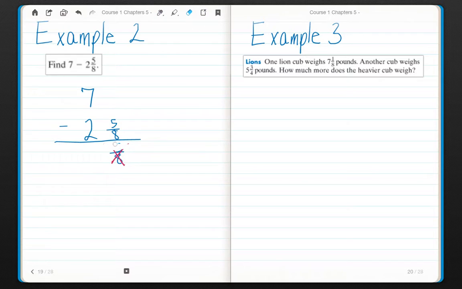It's just like borrowing when you're subtracting decimals or whole numbers. So instead, I need to take a whole, break that whole into eighths, and I now have 6 8/8. Now I can subtract. 8/8 minus 5/8 is 3/8, and 6 minus 2 is 4. So my answer is 4 3/8. When you have nothing here, you have to borrow, okay? Which is another reason why you have to write your problems vertically.